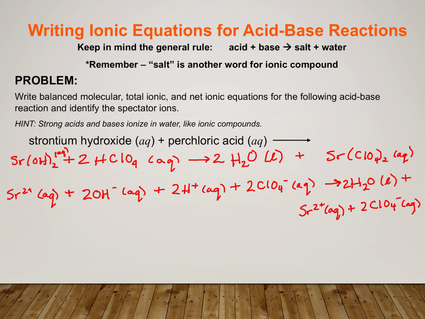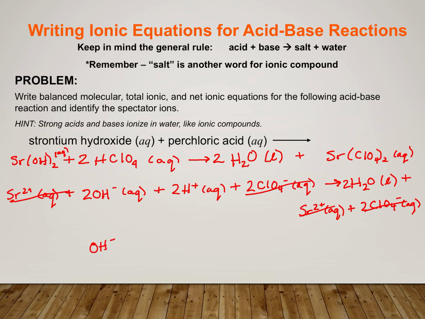Okay, so now we'll go through and eliminate all of our spectator ions. Strontium is our spectator ion because it stays the same on both sides. Same as the perchlorate, it stays the same on both sides. So we've only got our hydroxide reacting with our hydrogen to produce water. You'll notice that all of those have a 2 in the front, and since all of those have a 2 in the front, we will actually reduce it when we write our net ionic equation.